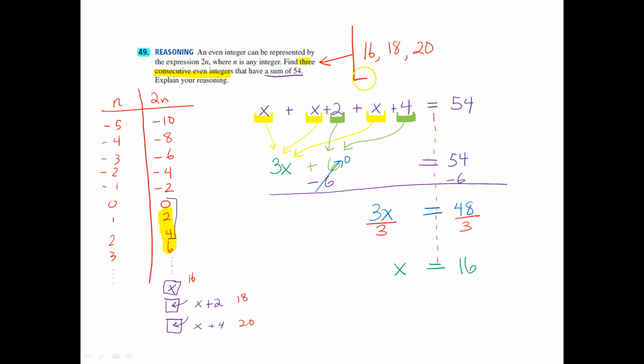So this is our answer, but we should double check and make sure that they add up to 54. 20 plus 18 plus 16. 8 plus 6 is 14. Carry the 1. There's 3 1s and a 2. 3 plus 2 is 5. Ding, ding, ding, ding. We are winners.